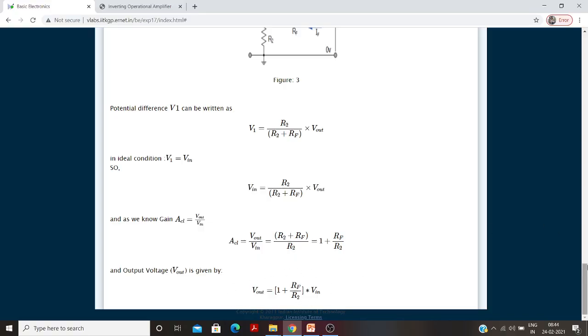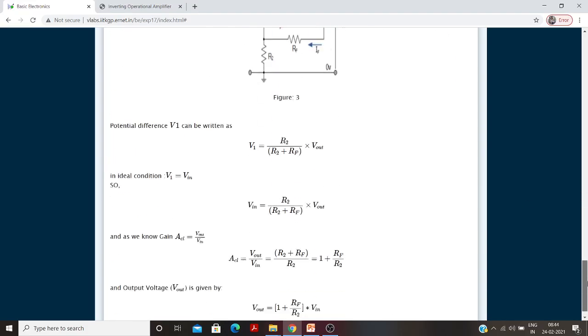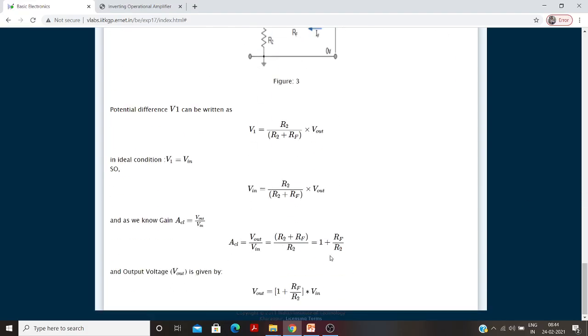From this we can observe that the gain in the inverting amplifier is minus RF upon R1, and my output is minus RF upon R1 into V in. In the second case, the non-inverting amplifier, my gain is 1 plus RF upon R2, and the output voltage is 1 plus RF upon R2 into V in, that is gain into input voltage.